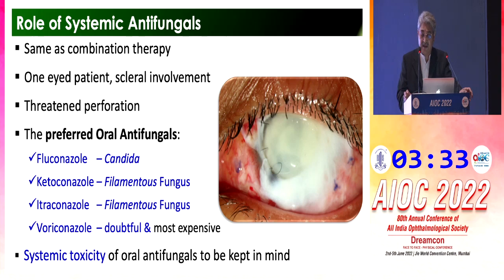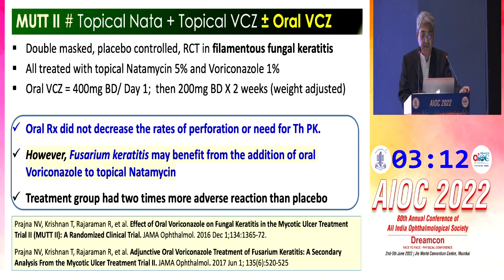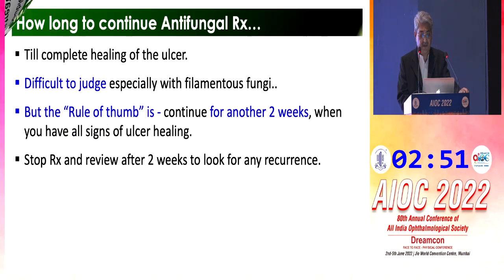A role of systemic antifungal is there where the limbus is involved, in a one-eyed patient, or when the sclera is involved. And in case of perforation, you can have oral fluconazole, itraconazole. Voriconazole is doubtful, and it is too toxic and also too expensive. Systemic toxicity of all antifungals should be kept in mind. MAT trial 2 also showed that there is no beneficial effect if you add oral voriconazole to your treatment. But Fusarium keratitis may benefit from oral voriconazole added to topical. There is only some benefit, but the ultimate outcome does not differ much.